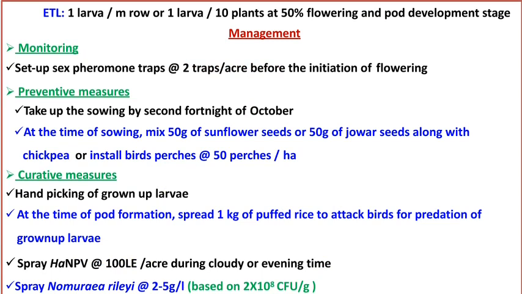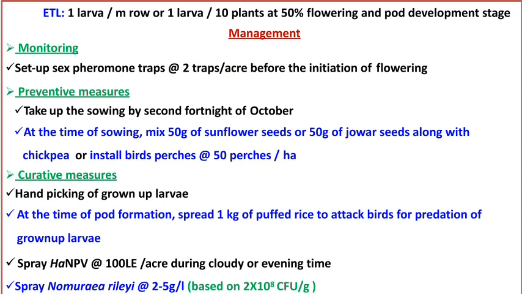Then at the time of sowing, mix 50 grams of sunflower seeds or 50 grams of jowar seeds along with chickpea. That is intercropping, nothing but the intercropping technique with the help of jowar and sunflower. Then install bird perches. Bird perches play a very effective role in controlling the caterpillars of Helicoverpa armigera in the gram field.